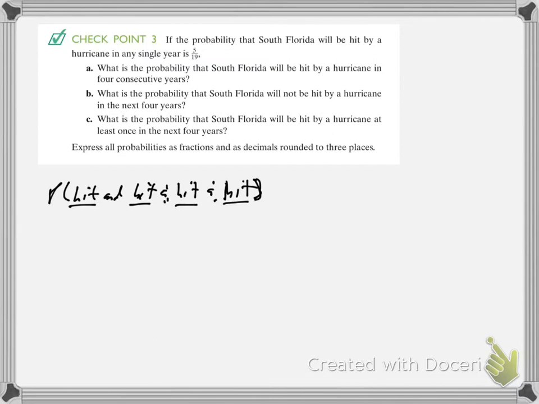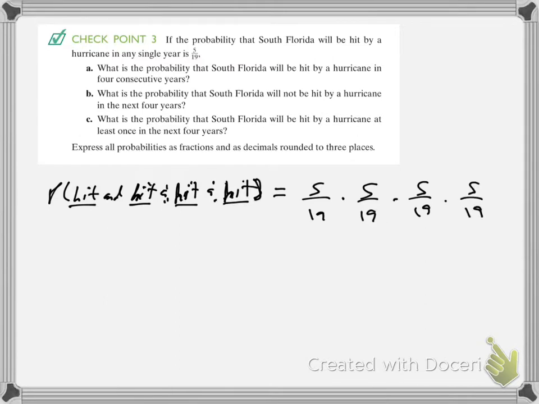These are independent events. The reason they're independent is because whether or not a hurricane hits one year doesn't depend on whether or not it hit last year. Those events don't affect each other. So since it's 4 ands, we just multiply the probabilities. It'd be 5/19 times 5/19 times 5/19 times 5/19.